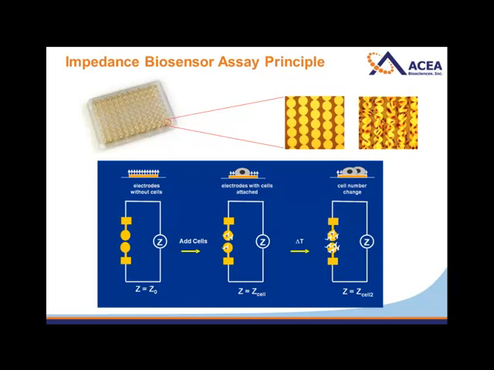So over time, the cells will start to divide. Obviously, as they divide, they spread out. They cover more surface area of the electrode. The current flow is reduced. And what we actually measure is electrical impedance. Again, I'm not an engineer. I don't have an electrophysiology background.